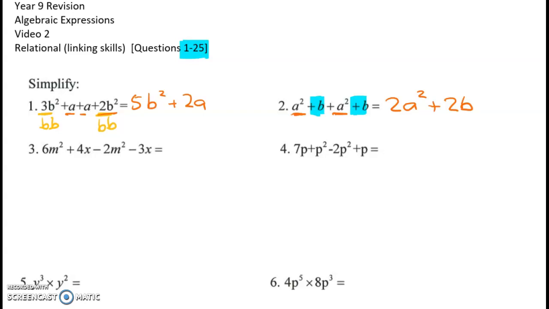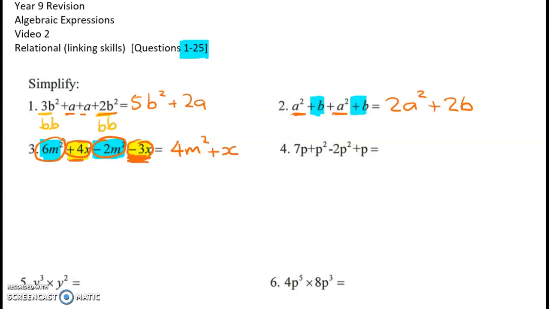On to question 3, we've got 6m squared here, and now we've got take away or negative 2m squared. So they're going to go together. And then the next thing we've got is 4x, take away 3x. You can see that I'm always putting that subtraction sign with the thing that's coming, right? So we could also circle it up like this. These are the terms. So keep the sign with the term and you'll never go wrong. Right, so 6m squared take away 2m squared gives me 4m squared. And then I've got 4x take away 3x gives me 1x left. So we just write plus x.